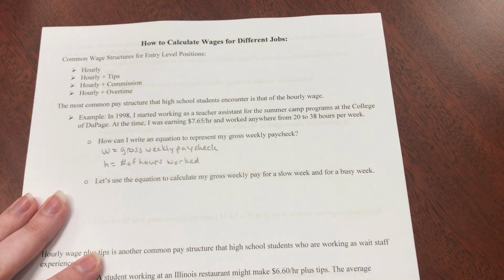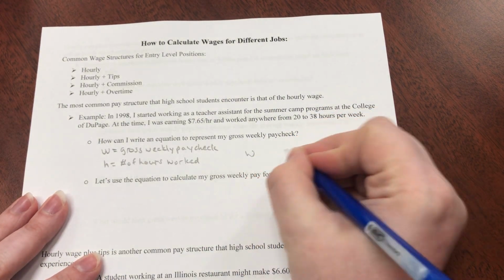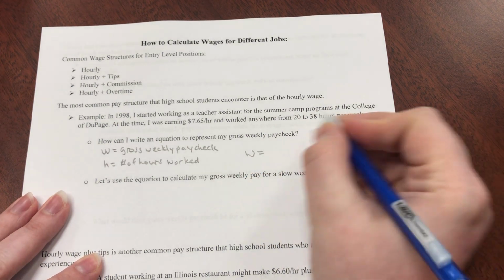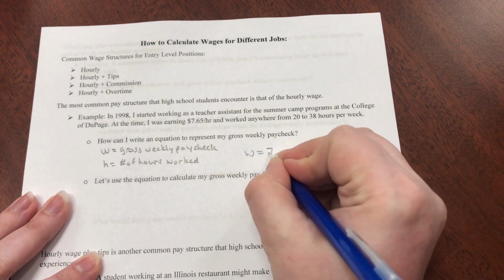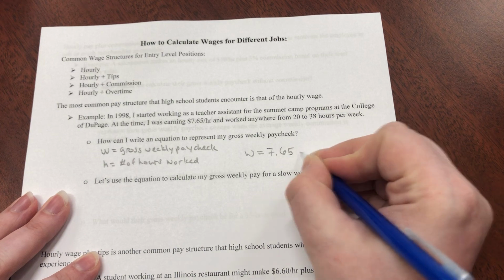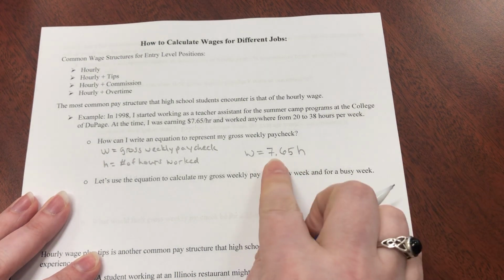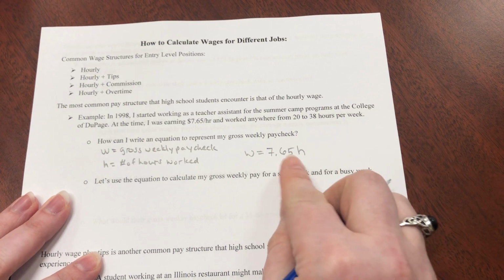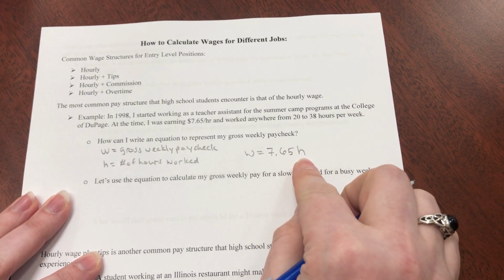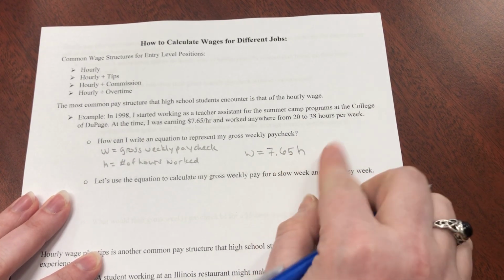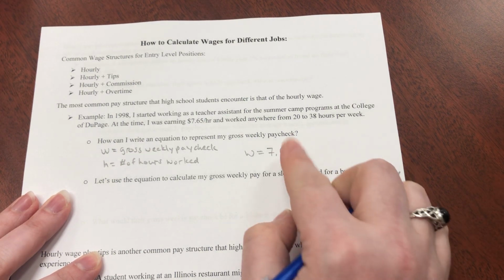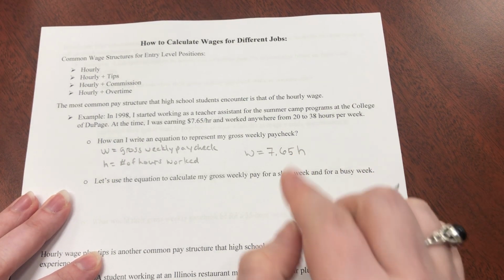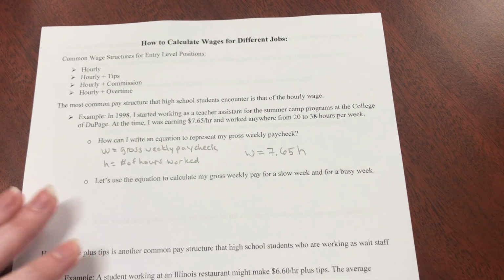So when I go to write my equation, I can write it as my gross weekly paycheck is going to equal the amount of money I make for each hour that I worked times the number of hours that I worked, so W = 7.65H. Now remember, whenever you don't put a symbol between the variable and the number, you are automatically assuming that's multiplication. You could put parentheses around the H if you wanted. You don't have to though.